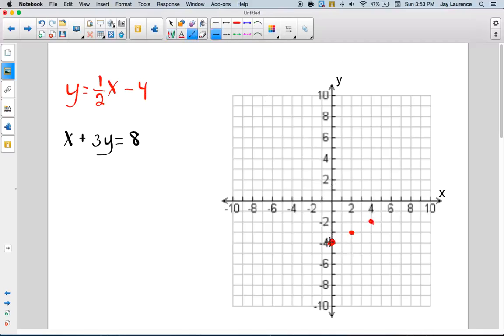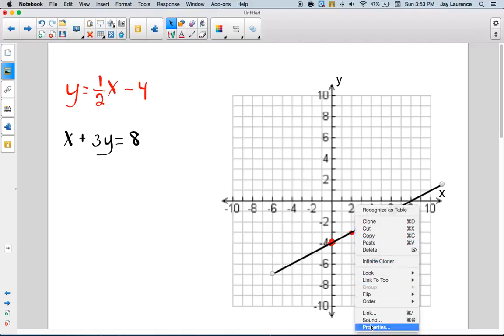Oops, what are we doing there? Okay, let me get this in place. That's looking pretty good. I'm going to change its color and all that kind of stuff so that you can differentiate between them better. So we've graphed part of the system.